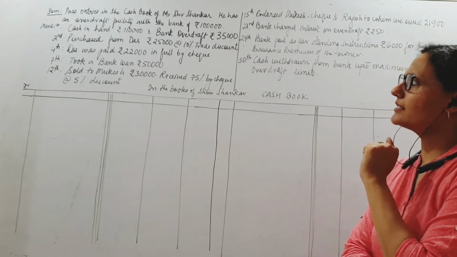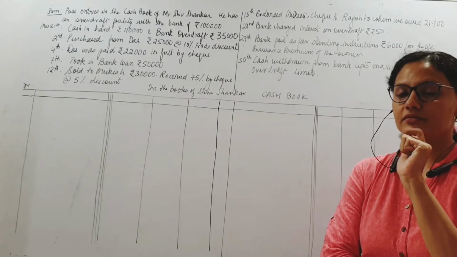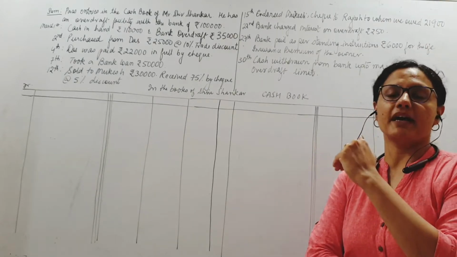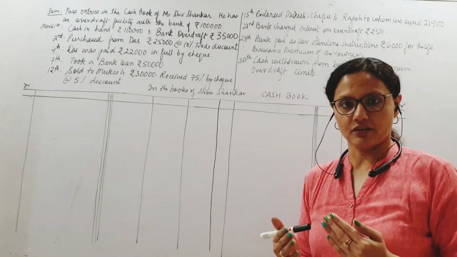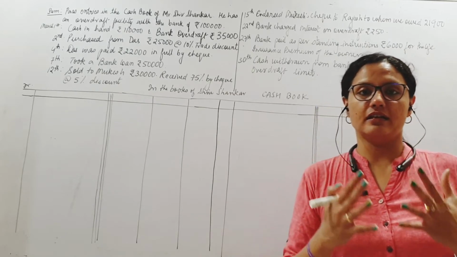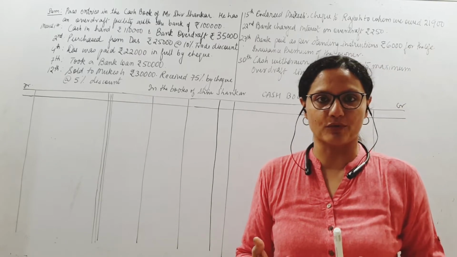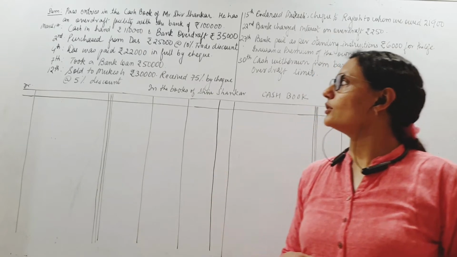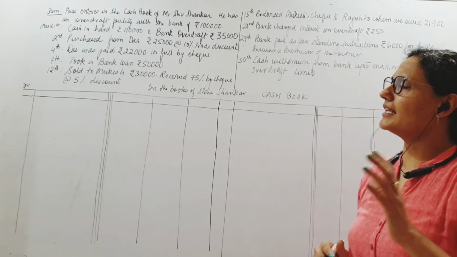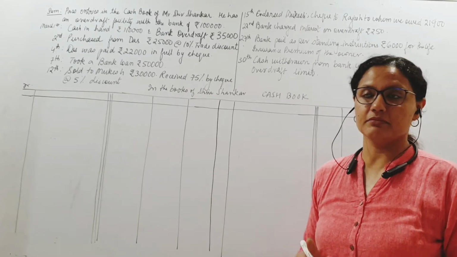He has an overdraft facility with the bank of 1 lakh. Overdraft, we have already come across this concept. Overdraft means we can withdraw from the bank more than what we have deposited, and only if the businessman has such an agreement with the bank. The bank will not automatically allow you to withdraw more than what you have in your account. So that is called the overdraft facility, and Mr. Shiv Shankar has got an agreement with the bank that he can overdraw up to 1 lakh. That's the maximum limit.